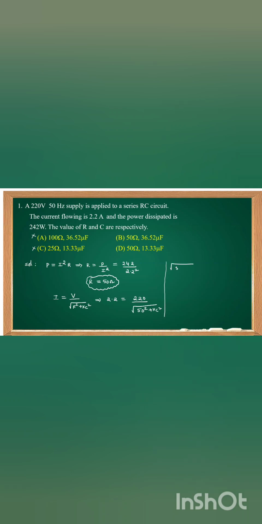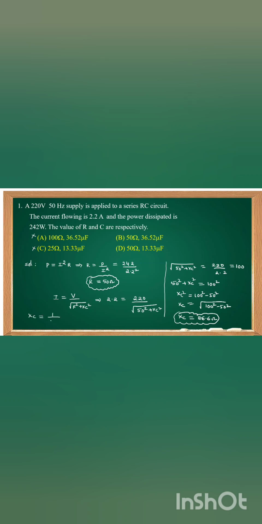Then square root of 50 square plus XC square equals 220 by 2.2, which is equal to 100. Yes, friends. 50 square plus XC square equals 100 square. Squaring both sides, XC square equals 100 square minus 50 square. XC equals square root of 100 square minus 50 square. We are getting 86.6 ohms.